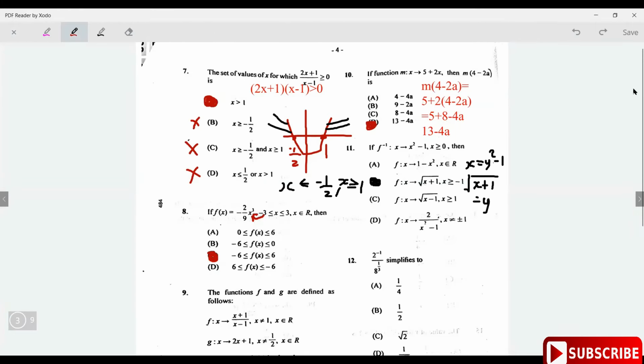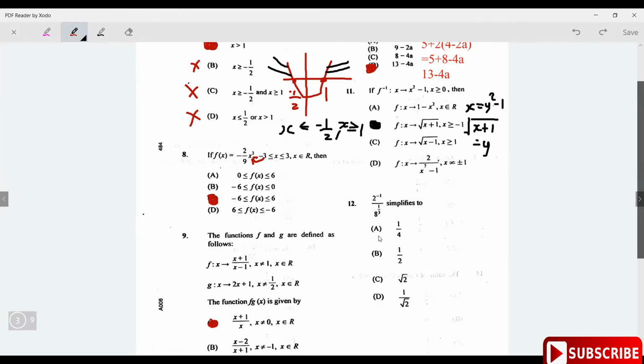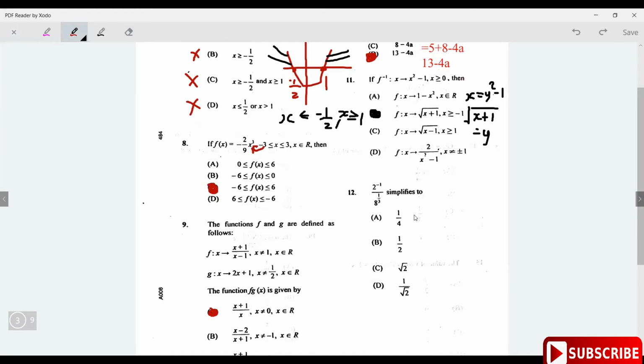Question 12 says, what is 2 to the minus 1 divided by 8 to the 1/3 power? 2 to the minus 1 is a half. And so you have a half being divided by 8 to the 1/3, which is 2. A half divided by 2 is a quarter. All right. That is option A. Easy question.